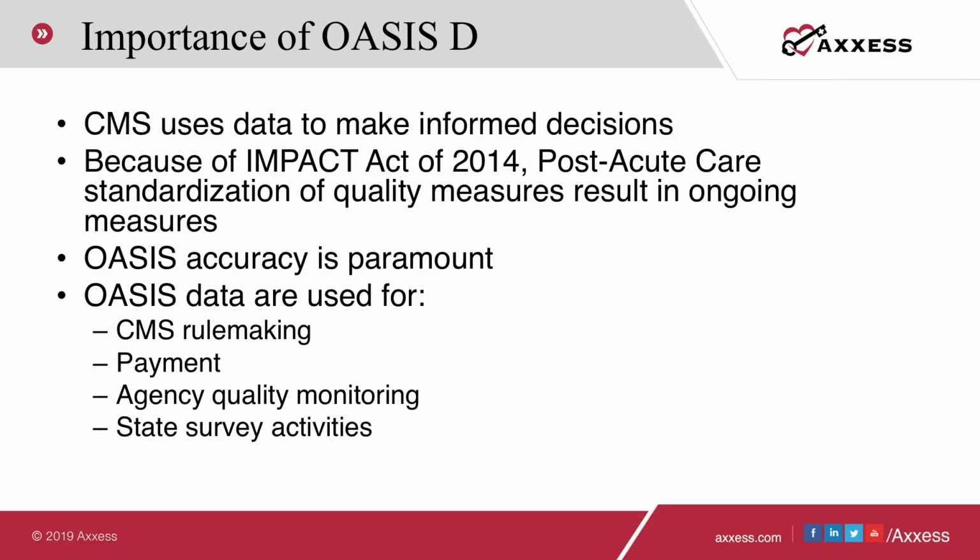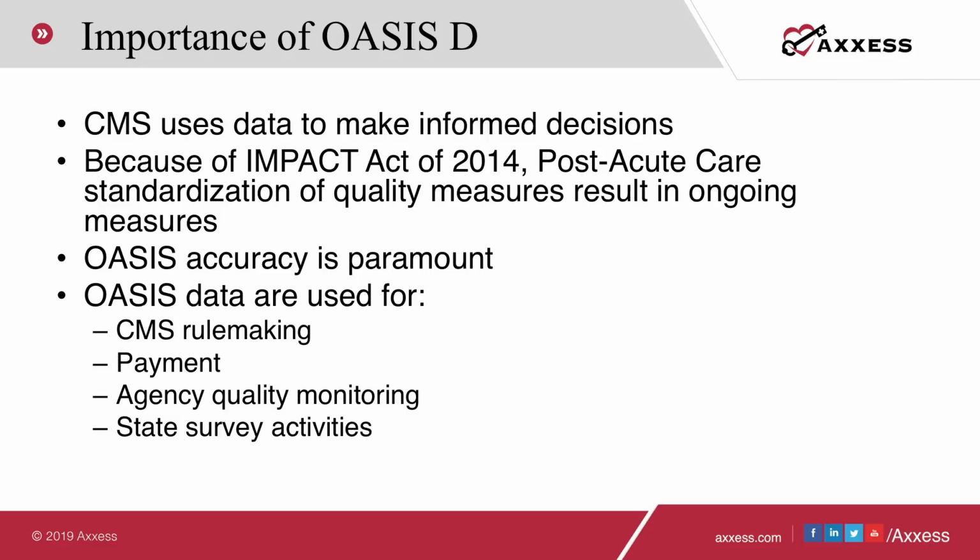Now, because of the Impact Act of 2014, post-acute care standardization of quality measures result in ongoing measures being changed in the Oasis. And that's why we've seen so many updates to the Oasis data set in the past few years. And that's really what's going to change in January of 2019 with the Oasis D. We're seeing additional GG and J items added to our Oasis.